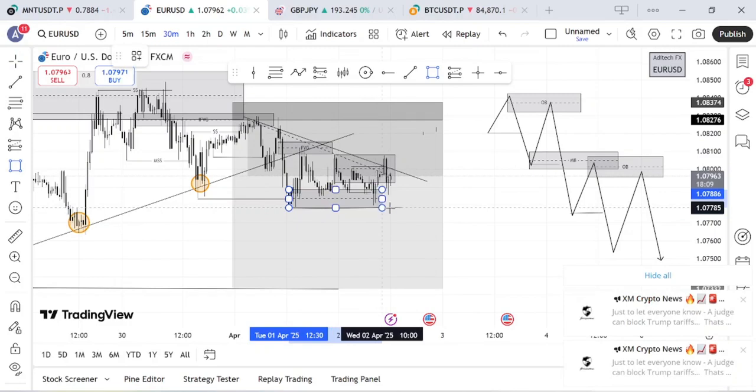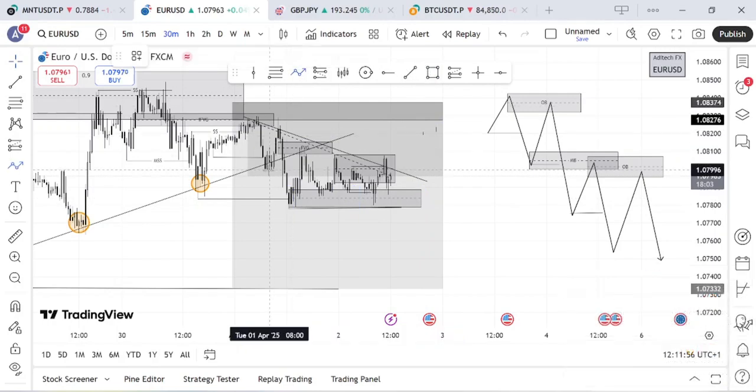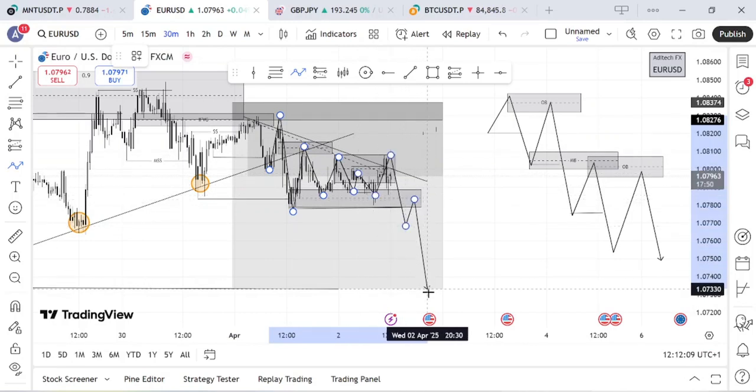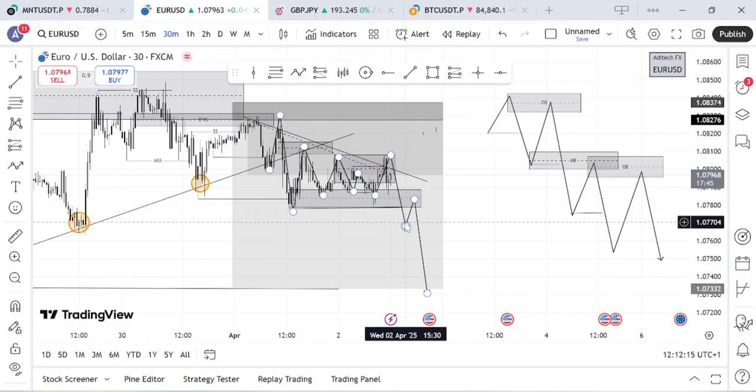What is this? This is a mitigation block, right? Price failed to take out this high and got some consolidation. Expect price to break it, then use it again. That's just what top down analysis is all about.